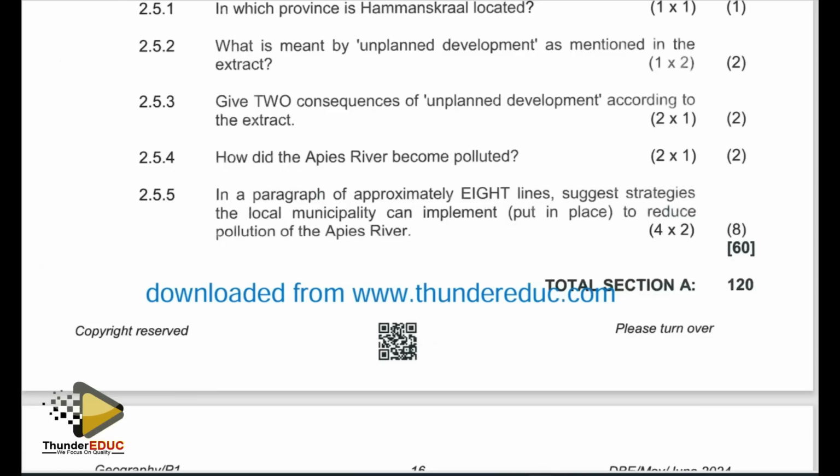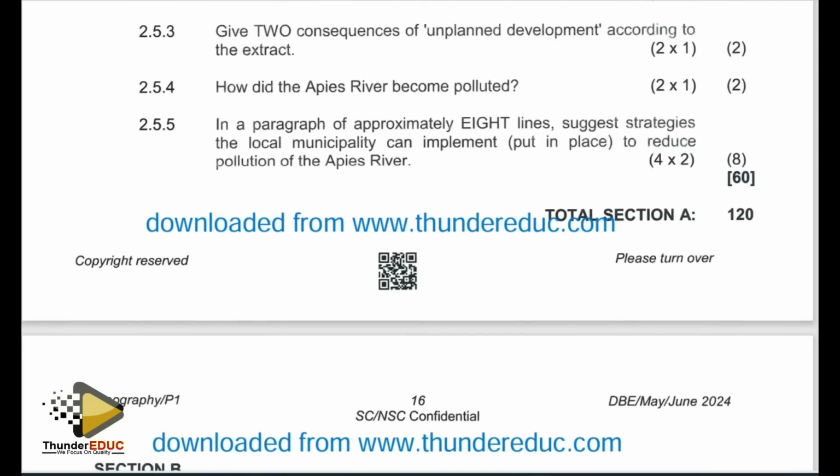Then we move on to the next one. How did Apis River become polluted? How did it get polluted? Right, it's also an extract question, which is from the extract given there. The number one cause of pollution is the dumping of raw wastewater into the river. There is the dumping of raw wastewater and also dumping of semi-treated wastewater into the river. Those are the two forms of pollution which are contributed to the Apis River.